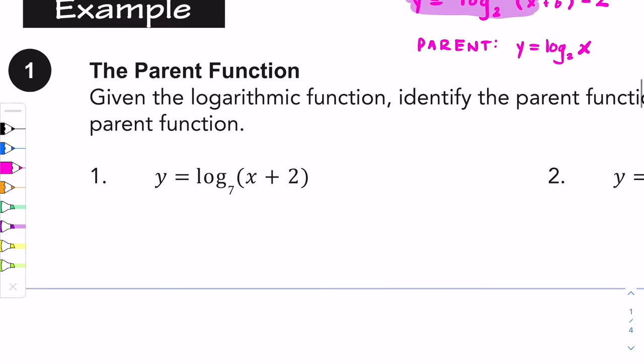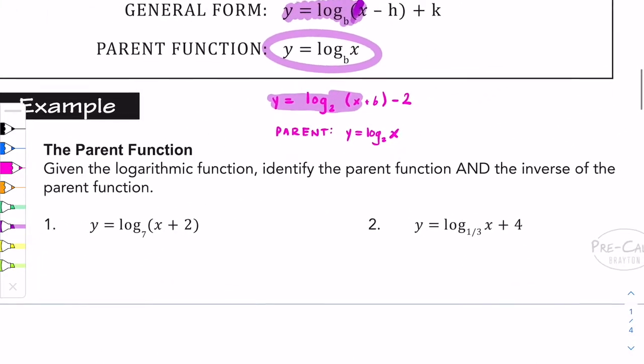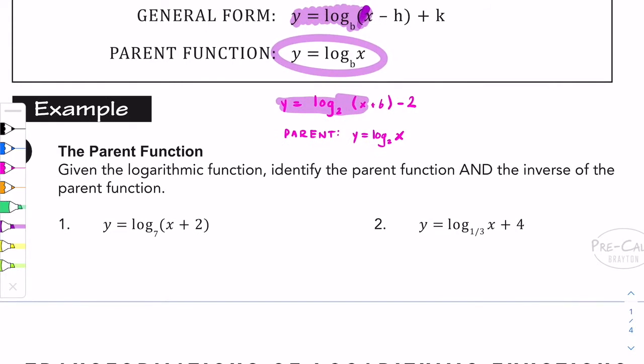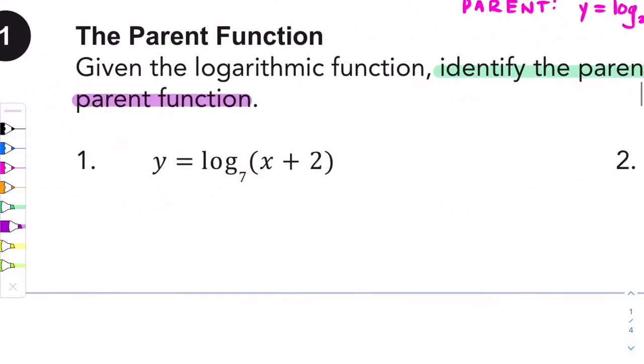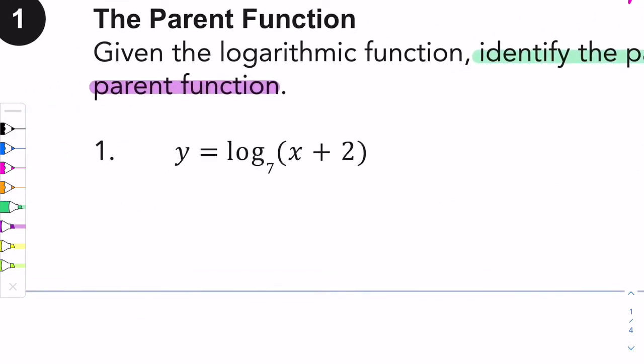For the first example set, before we start graphing, the directions say to identify the parent function for the first step, and also to identify the inverse of the parent function. For number 1, your parent graph is y is equal to, or I should say the general form is y is equal to log base 7 of x plus 2. Your parent graph is log base 7 of x.